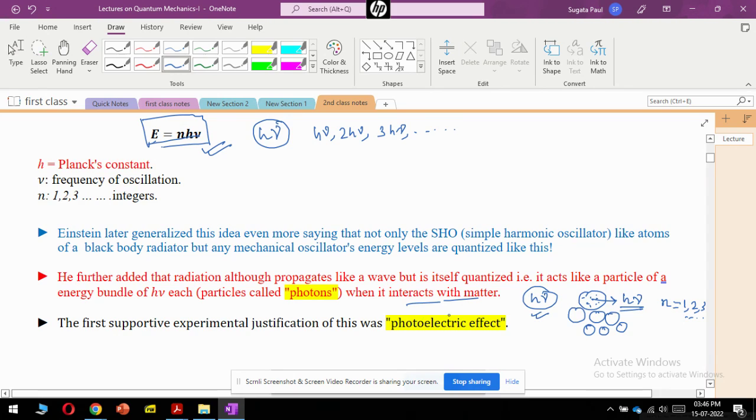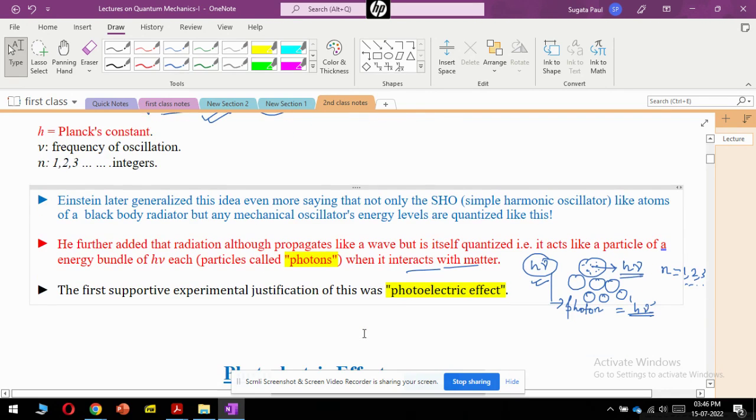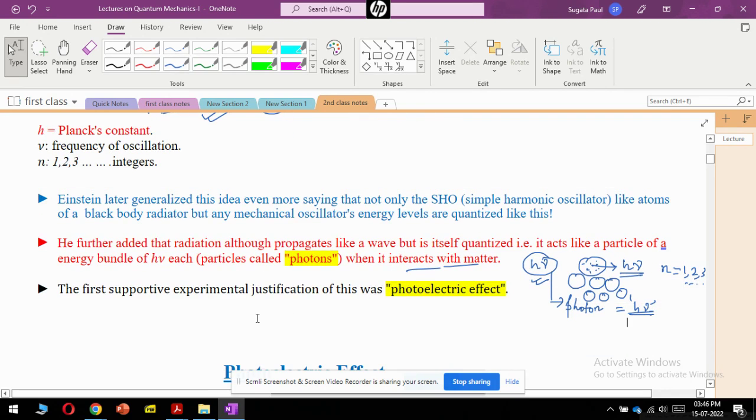But for now, let us just know this bit, that light has this particle-like nature, and this particle is actually termed as photon, and each photon has energy quantized as h nu, where nu is the frequency of the oscillation of the atom. Now, Einstein gave the theory, and the experimental justification he explained to support his theory was this experiment called photoelectric effect.